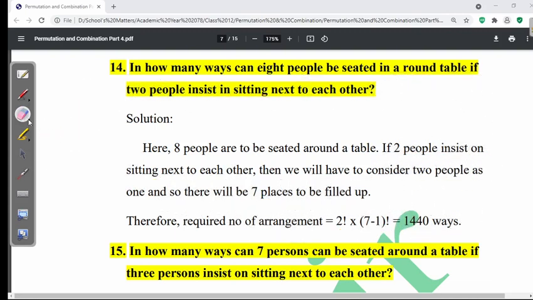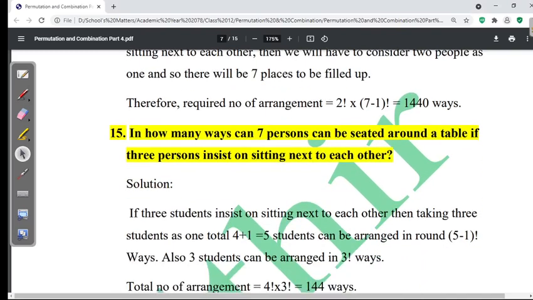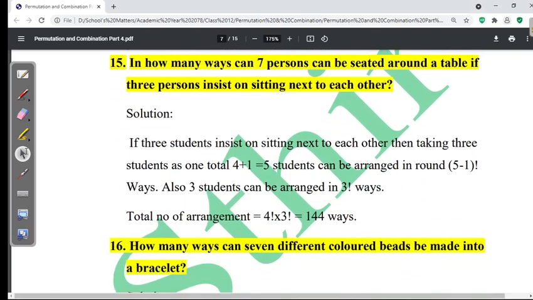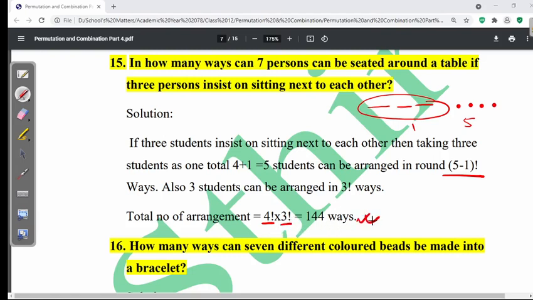Yes, now moving to question number 15, dear students. How many ways can 7 persons be seated around a table if 3 persons insist on sitting next to each other? Like the previous condition, 3 represent 1 and the remaining 1, 2, 3, 4, total is 5. And in circular permutation we have to subtract 1, that's why it becomes 4 factorial. And the 3 can be arranged in 3 factorial ways or 3P3 ways, and 144 ways is the answer by the calculation.